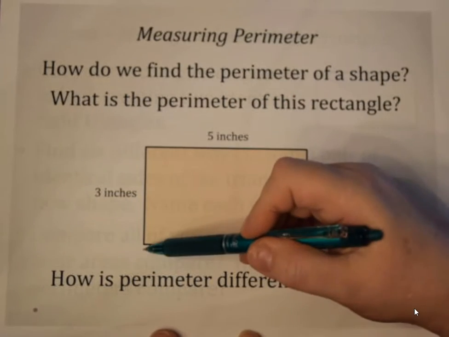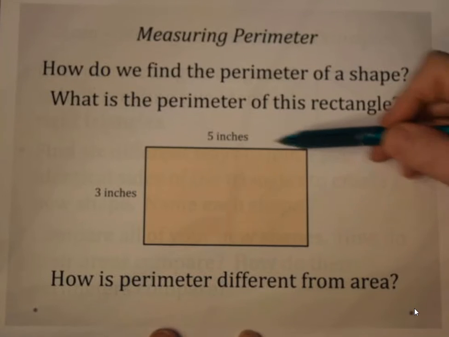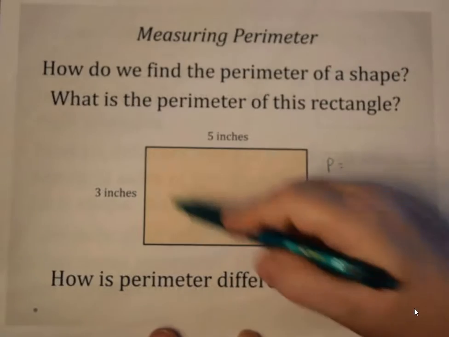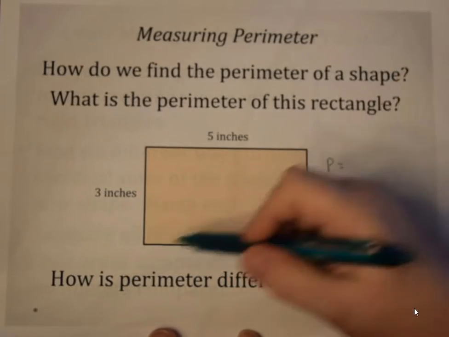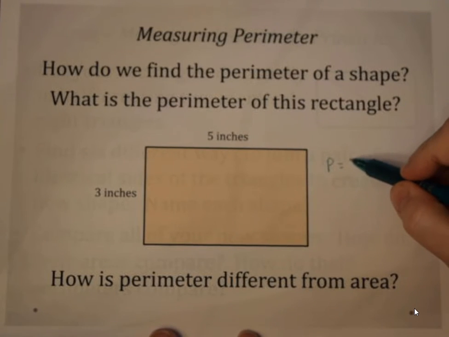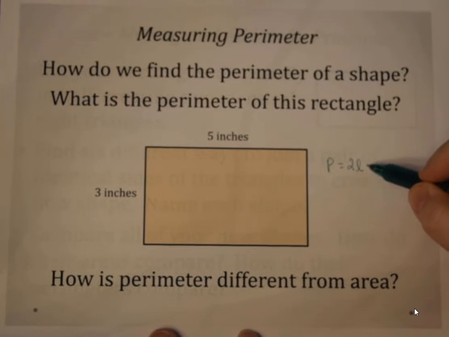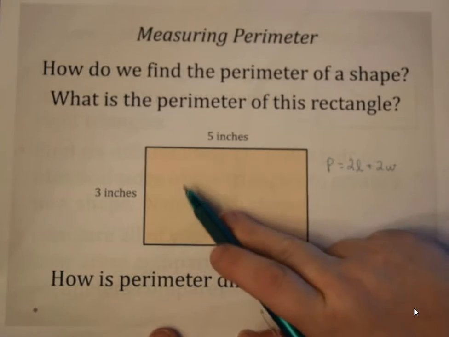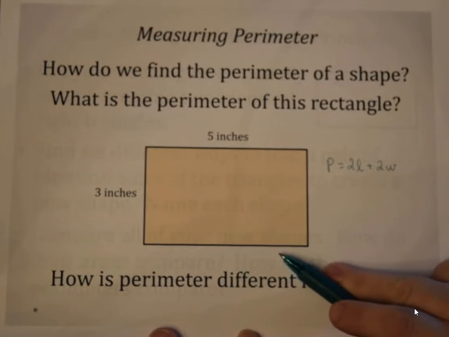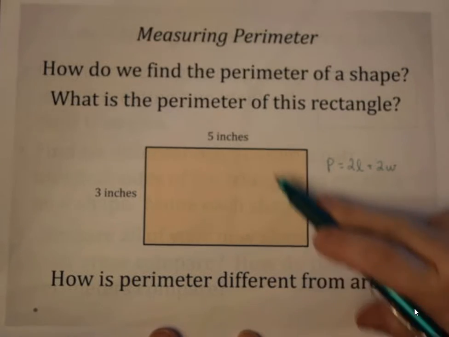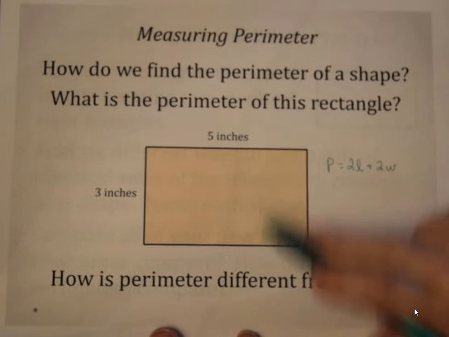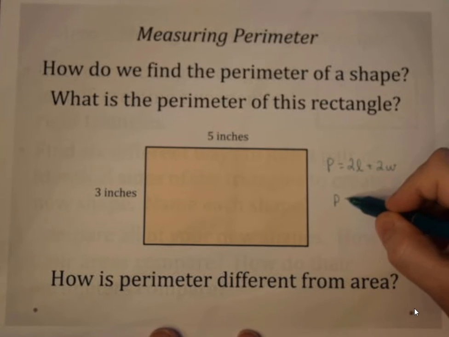So it would be 3 inches plus 5 inches plus 3 inches plus 5 inches. And so we have 2 of the 3 inches and 2 of the 5 inches. And so typically we see the formula 2 lengths plus 2 widths. And so the perimeter of this rectangle, we would have 5 plus 5 is 10. That's why I started with the 5s. So we have 10 plus 3 plus 3. 3 plus 3 is 6. So 10 plus 6 is 16.